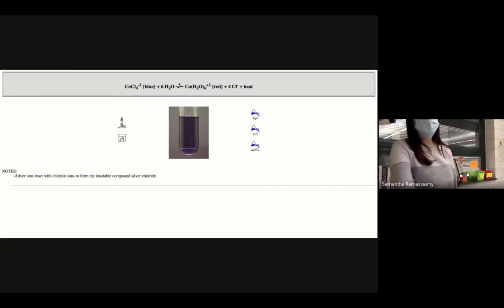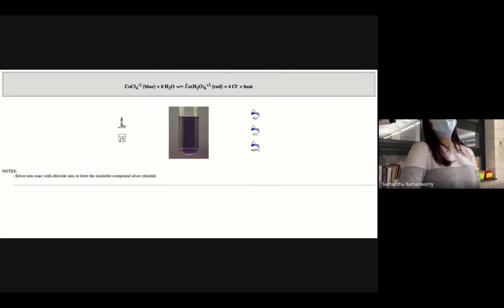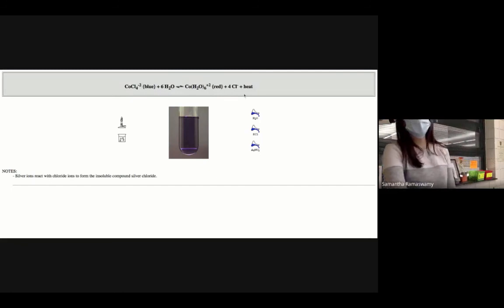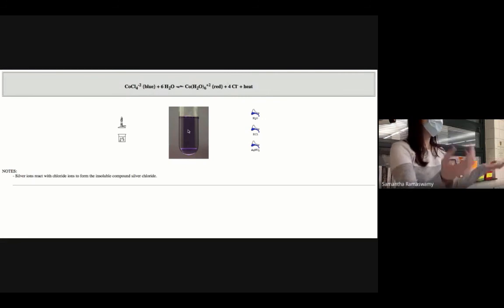We have this equilibrium system. So CoCl4 2-, which is blue, plus 6 water is at equilibrium with what's called a complex ion. So it's cobalt with 6 waters around it, which is 2+, plus 4Cl- plus heat. So this plus heat is useful, right? Tells us this is exothermic. And then we have this picture. So right now it's purple, which makes sense because one side is blue, one side is red. So if we have amounts of both, it should be purple.